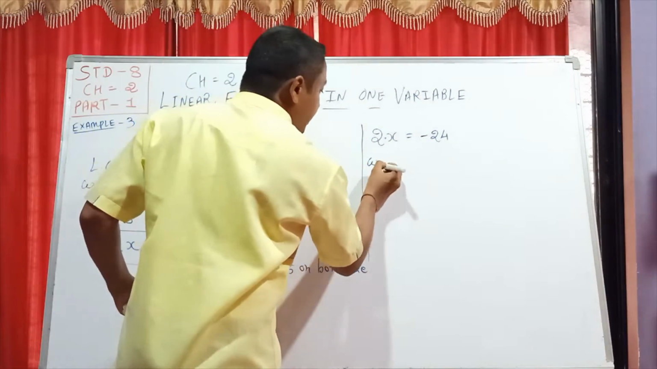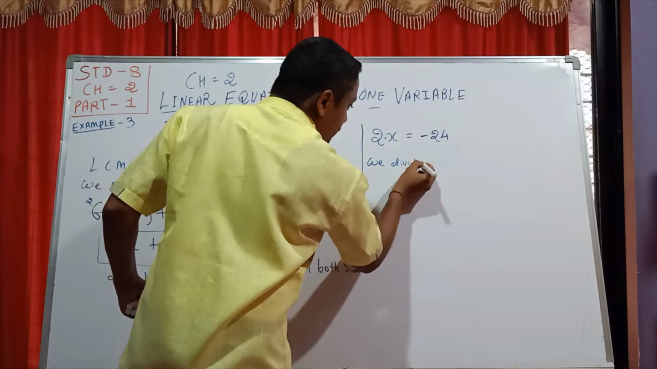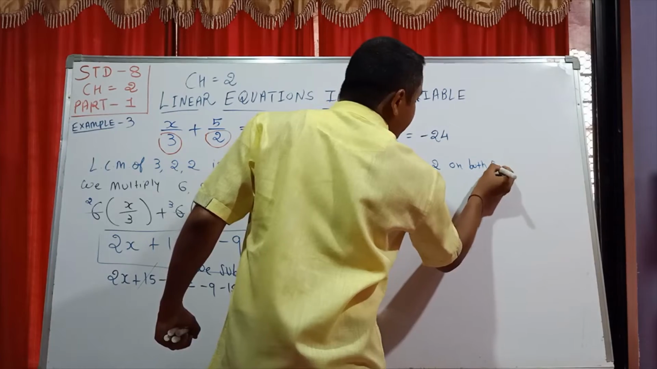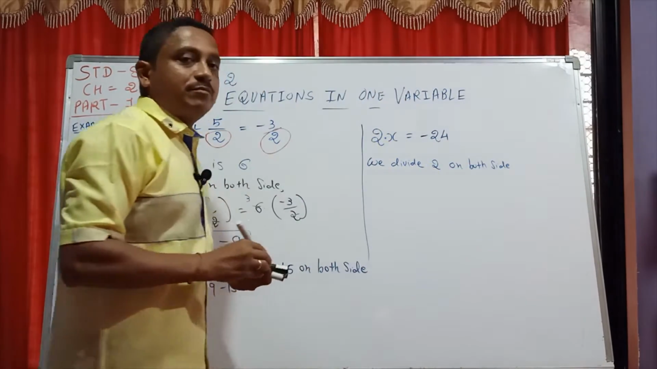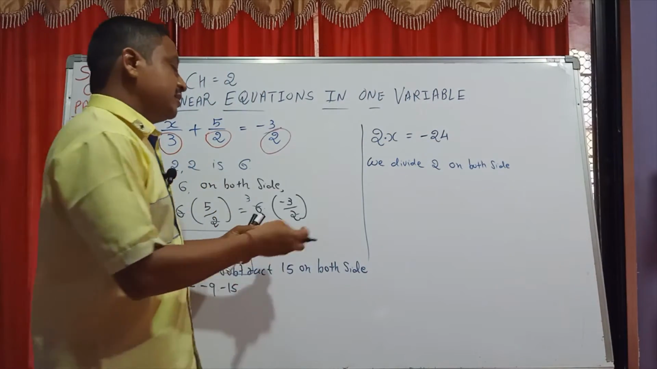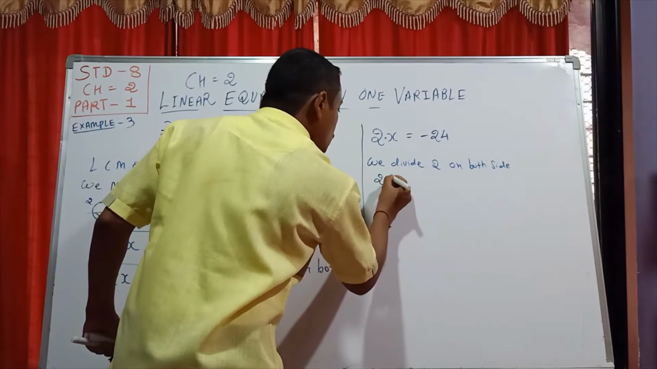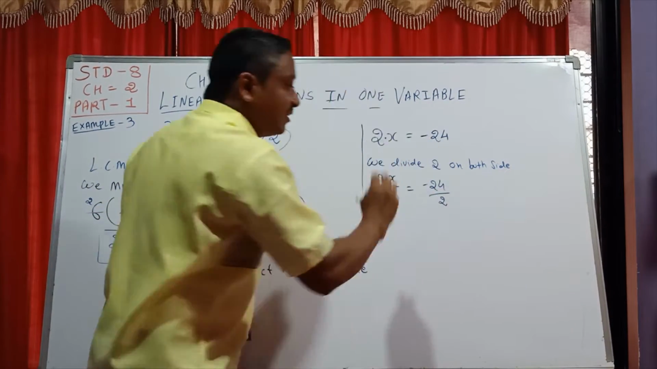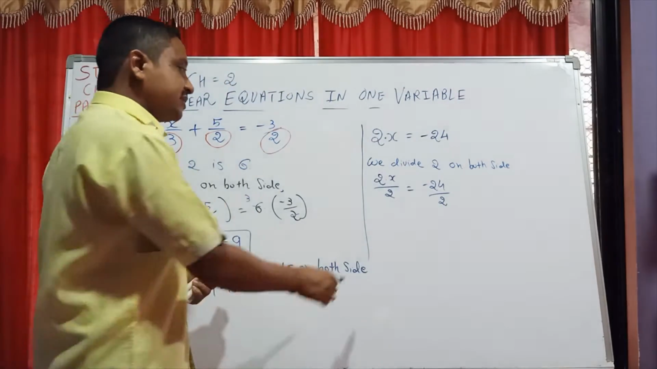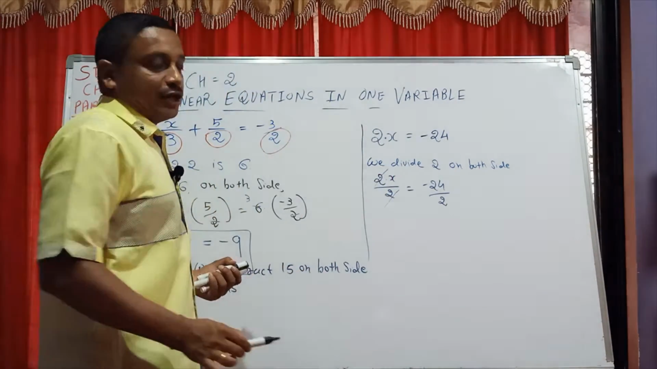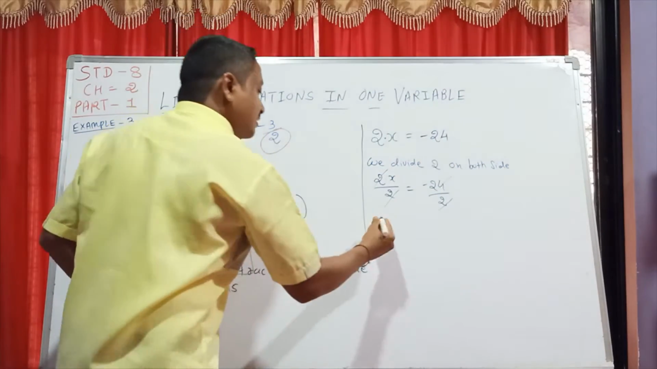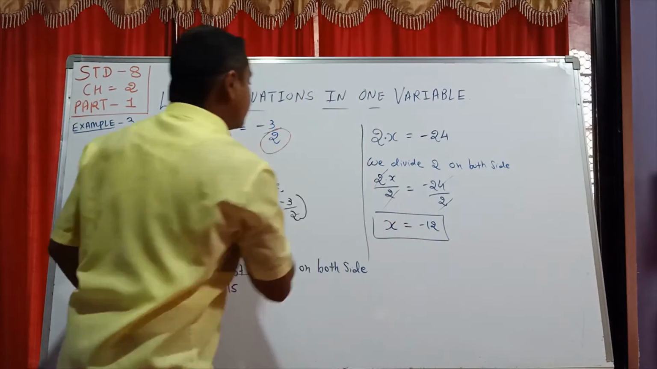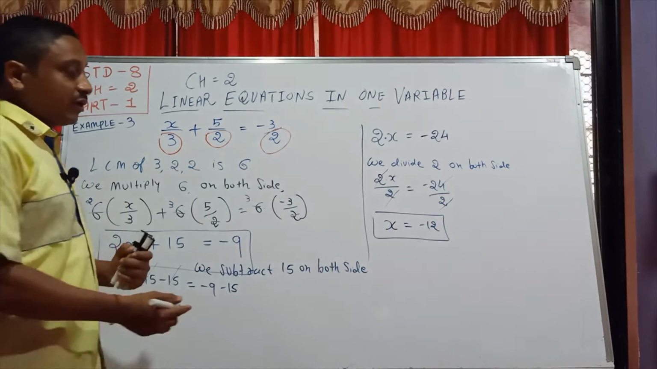Yes, for removing this 2, divide by 2. So we divide 2 on both sides. It's an easy and simple way. That means here 2x divided by 2, and here minus 24 by 2. Look at that, our numerical is done. Students, this 2 and 2 cancel, and here 2 12s are cancelled. So x is equal to minus 12. That's my final answer. Now I go to verification.